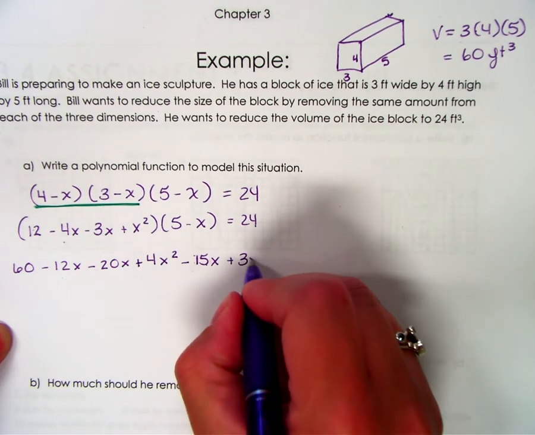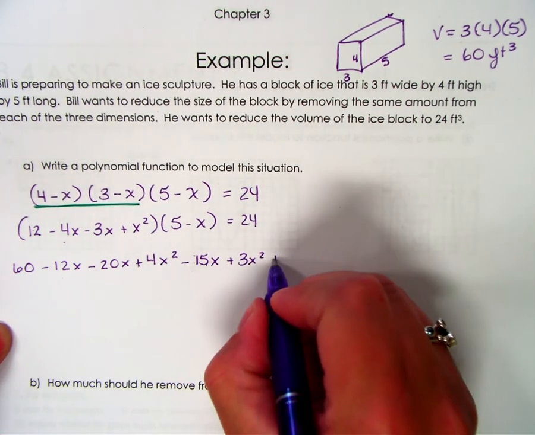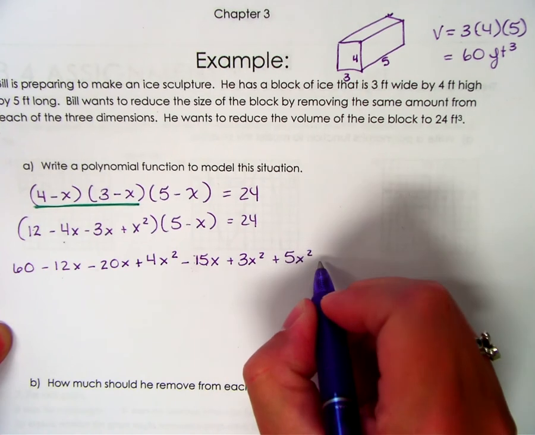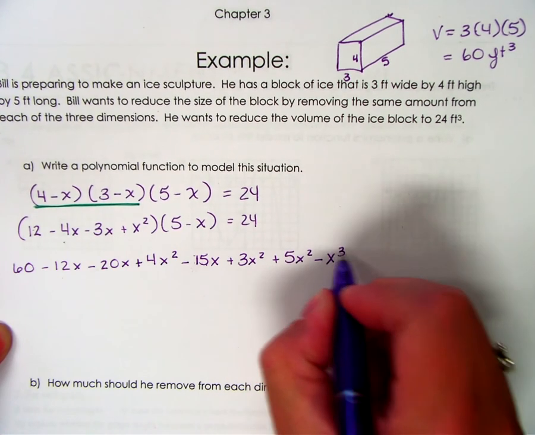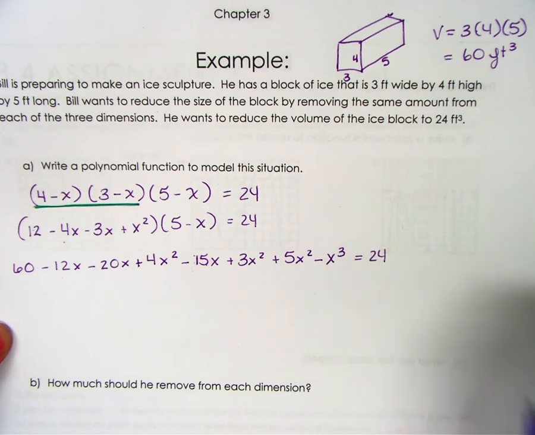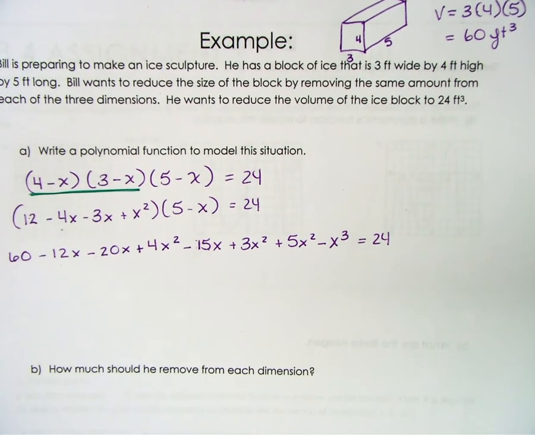Plus 3x squared. And then plus 5x squared minus x cubed equals 24. Okay, we're going to combine like terms.